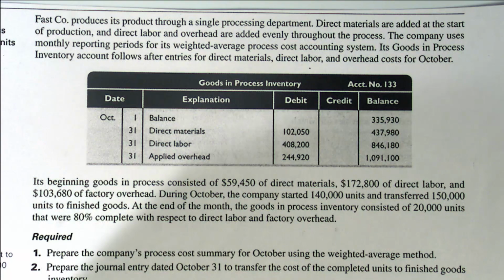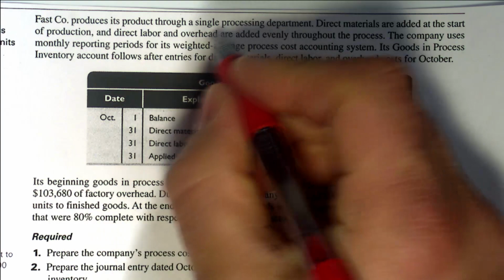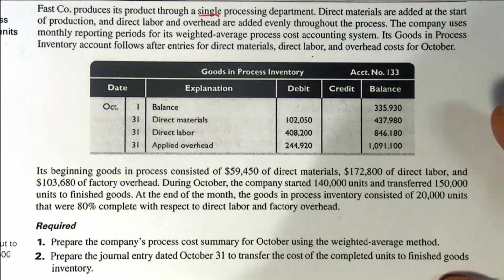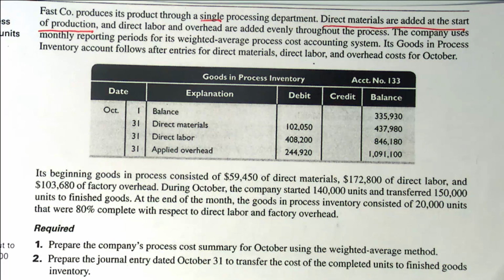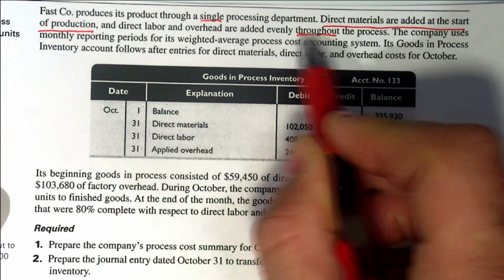Fast Company produces its products through a single processing department. Okay, they're making it easy for us by just having one process department. Direct materials are added at the start of production. You with me? That is exactly the situation that I just described, Jeremiah, where they add all the materials, 100%, at the very beginning of production, but direct labor and overhead are added evenly throughout the process.